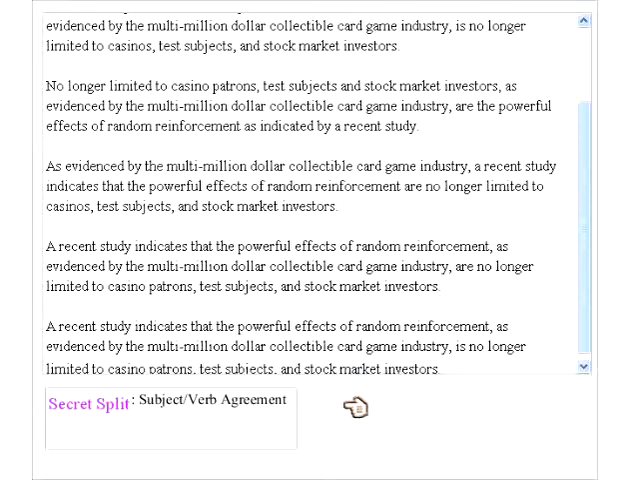So we're going to have to go looking for the subject. Hopefully we all know these rules by now. And what is the subject in A? The powerful effects. Very good. The powerful effects of random reinforcement. So effects is, of course, plural, so we have to use are. So A is wrong.